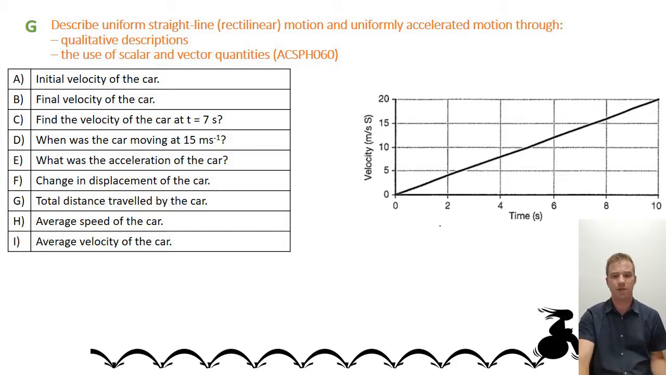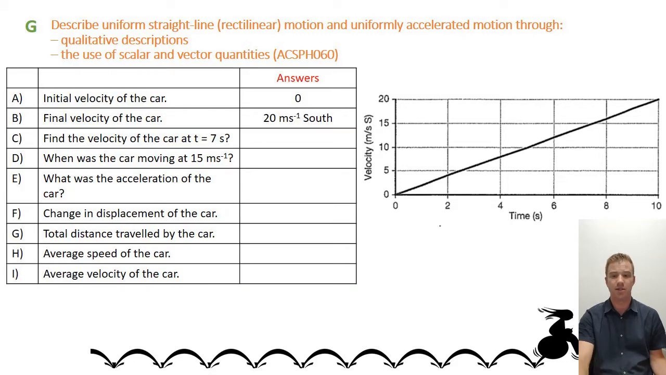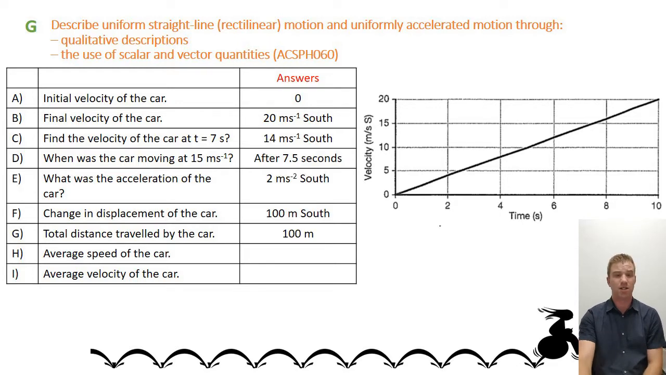Finding the initial velocity of the car is very simple, and it's just what you see at the beginning, which is just 0, okay? And finding the final velocity is just 20 meters per second south. So that's pretty easy. Now to find the velocity of the car at 7 seconds, we're just going to read directly from the graph again. So you should get 14 meters per second south, which is again straightforward.